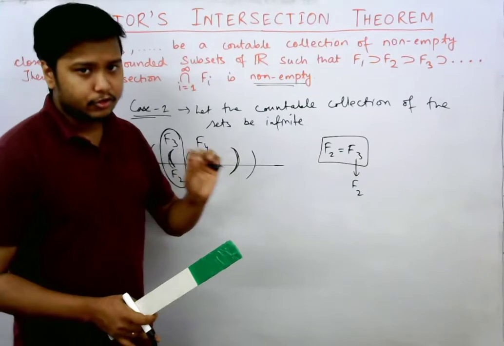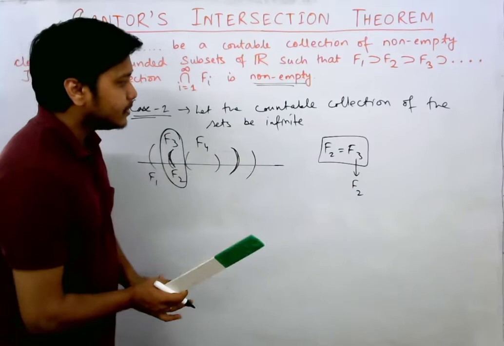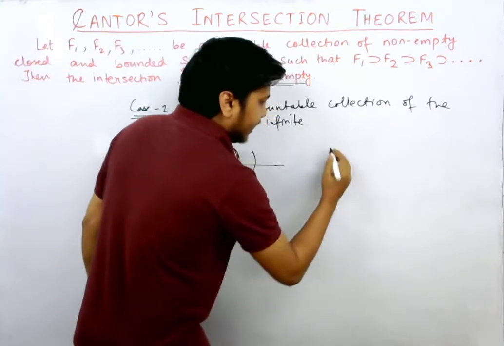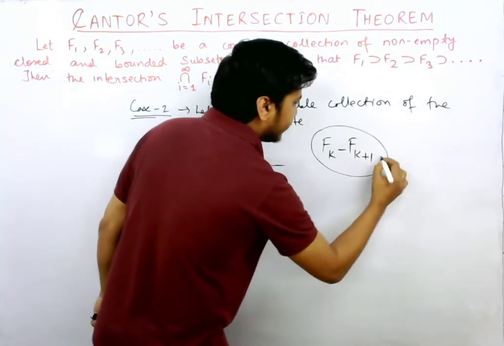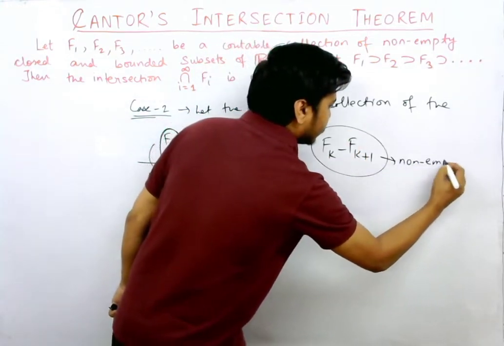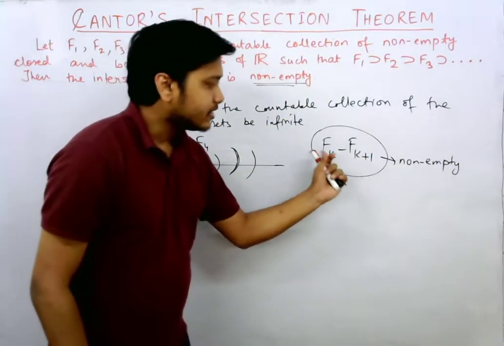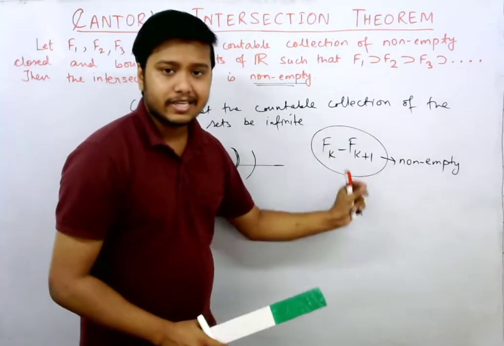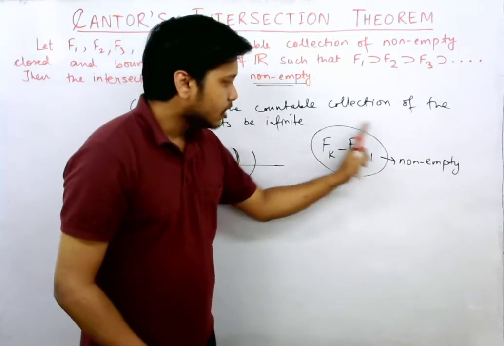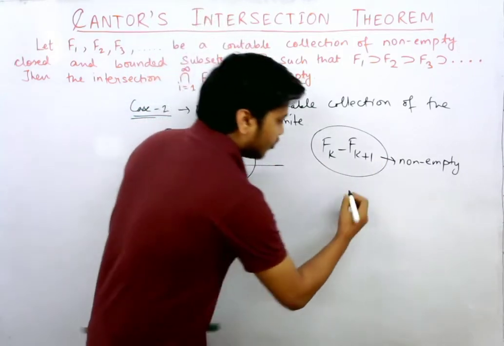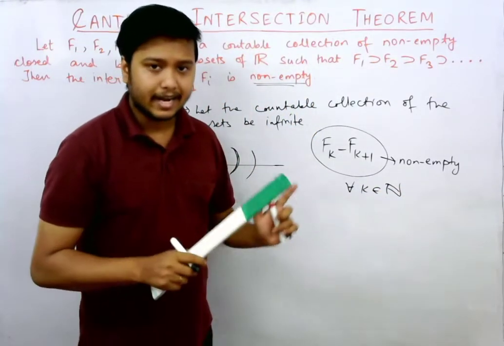So basically here we are assuming that each set is a proper subset of the previous one. So once this has been considered, I can say that Fk minus Fk plus 1, this entire set, must be non-empty, because Fk plus 1 is a proper subset of Fk. If I subtract the two sets, then obviously I'll have some element which belongs to Fk and which does not belong to Fk plus 1. So this is going to be non-empty for all k belonging to the natural numbers. This is something we have assumed right at the beginning.